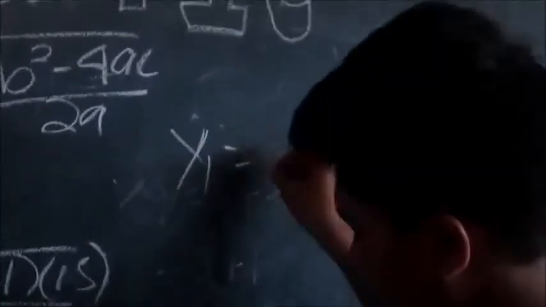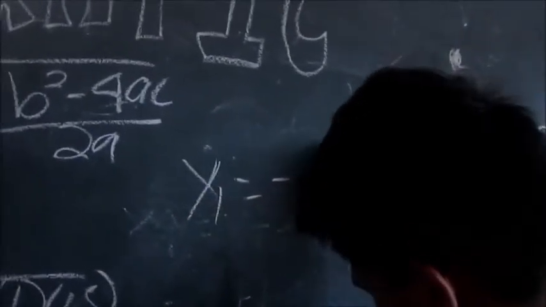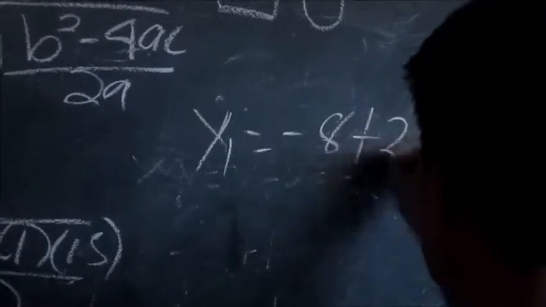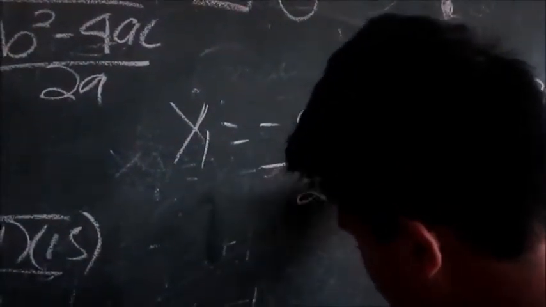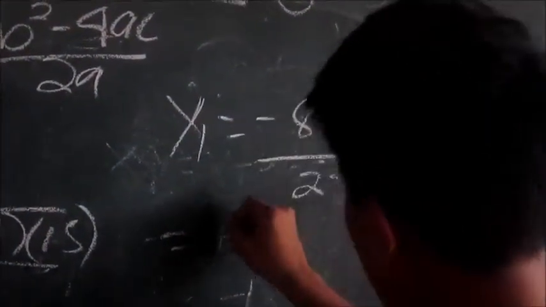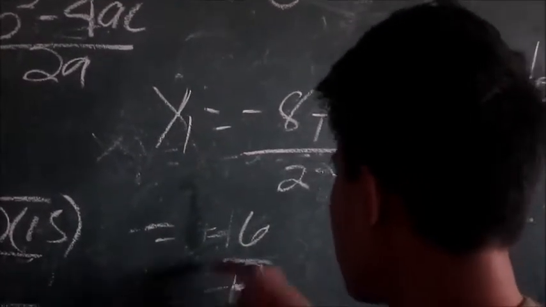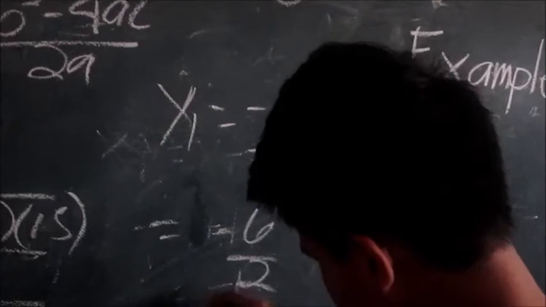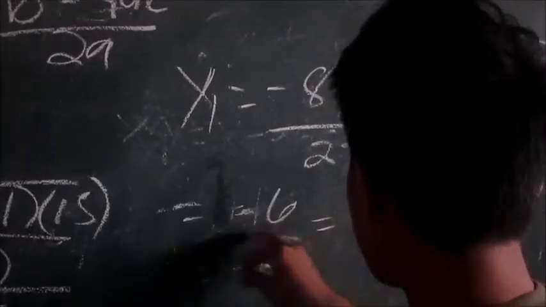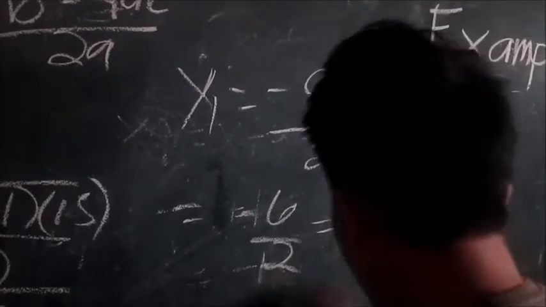So in x sub 1 equals negative 8 plus 2 over 2. So we have negative 8 plus 2 is negative 6. Negative 6 over 2. All in all, negative 6 over 2 is negative 3.